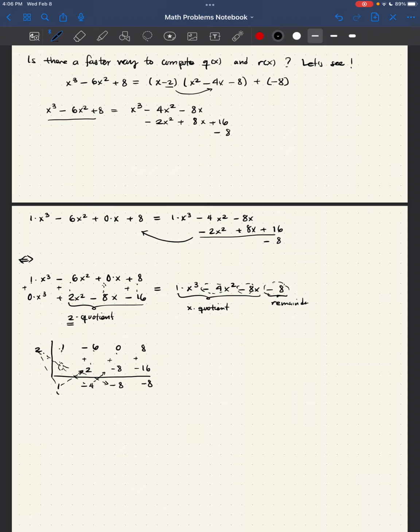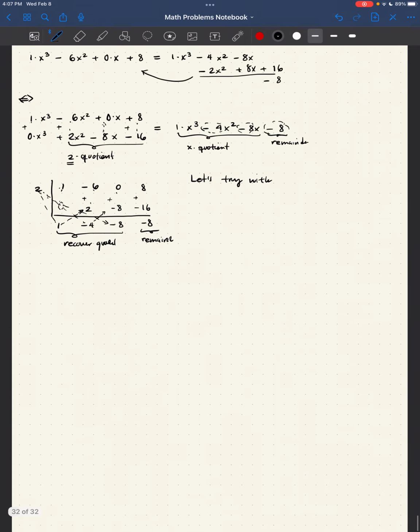That means that here I can recover the quotient. And here I can obtain the remainder. What does this mean? That we can extend this method to other polynomial divisions. So let me try with something else. Let's say the following. Something along these lines.